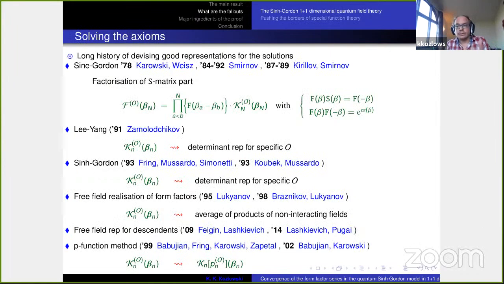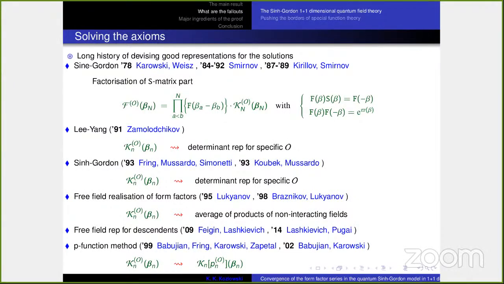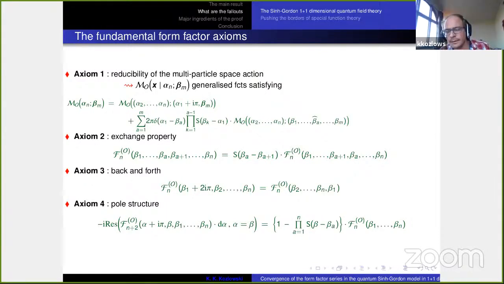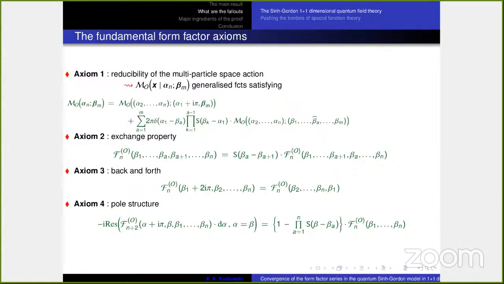Sorry, naive question. These axioms look a little bit like the quantum Knizhnik-Zamolodchikov equations. As far as I know, people sometimes even call them like this. Maybe it's a very naive question, but why are these axioms relatively easy to proceed with here? And there are so many problems with them in integrable systems like XXZ.